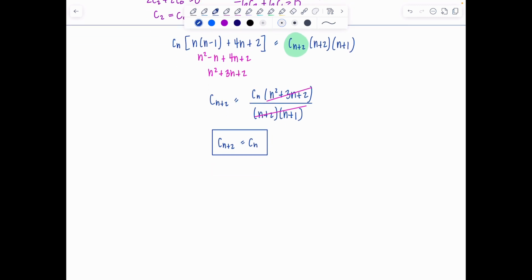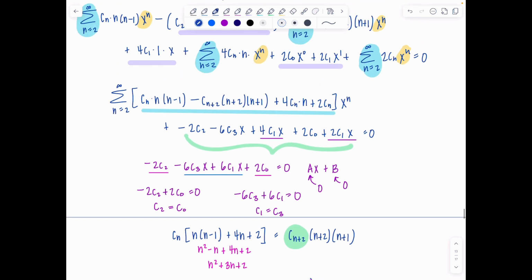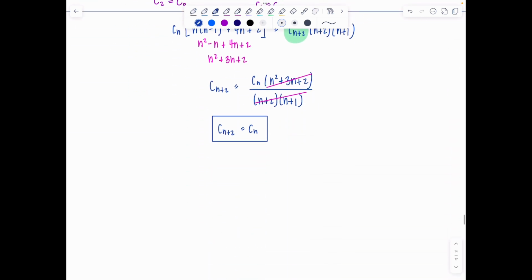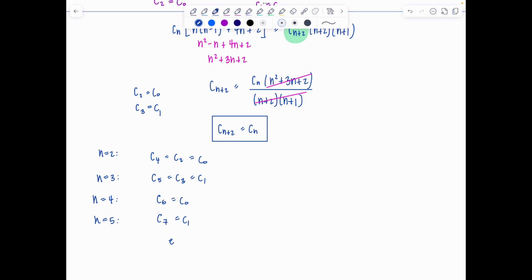Okay, where do I start plugging in, right? What value of n do we start at? Come back here. It starts at n equals 2, so that's where we start. So C4 is equal to C2, but don't forget, we learned earlier C2 is C0 and C1 is C3. Or I should say it the other way around. C3 is C1. So this just is C0. And then n equals 3, then we get C5 is C3, which is just C1. N equals 4. All the evens are equal to C0, and then all the odds are equal to C1, etc., etc. So I think we got this.